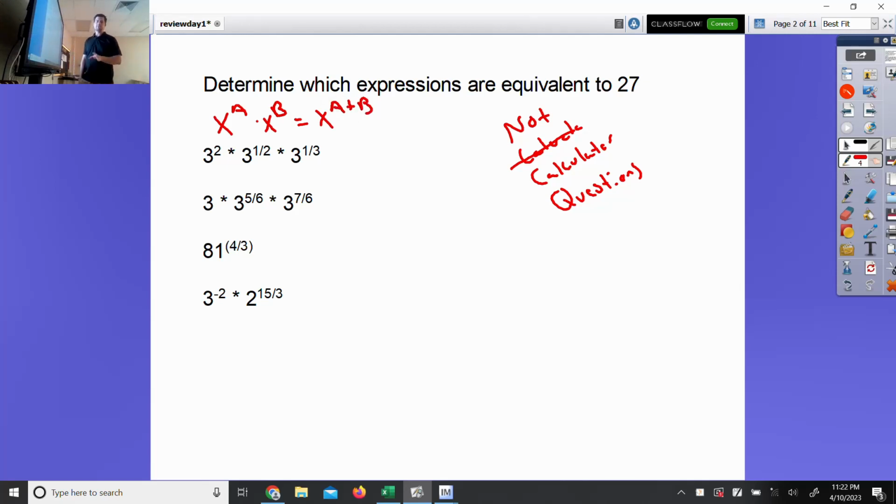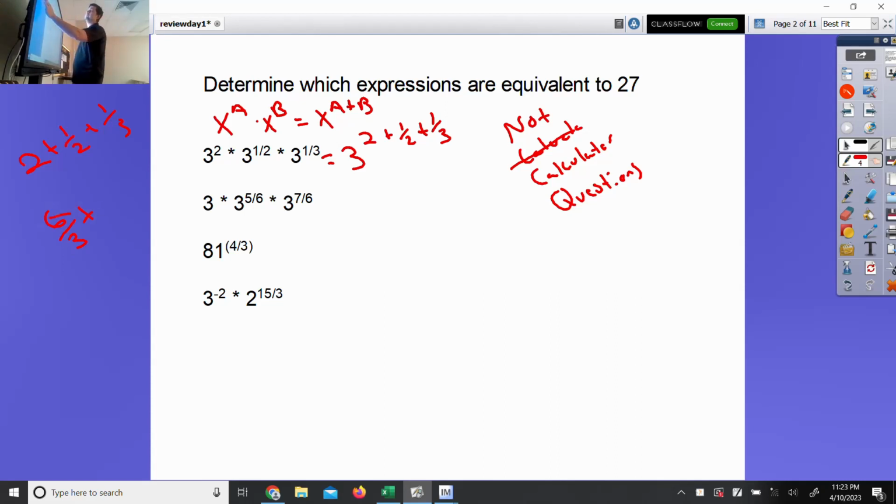So 3 squared times 3 to the 1/2 times 3 to the 3rd would be 3 to the 2 plus 1/2 plus 1/3. And believe it or not, that's a 5th grade standard. That is not necessarily the rewriting of exponents, but 2 plus 1/2 plus 1/3, to add fractions that have the common denominator. So 2 is going to be 6 over 3.